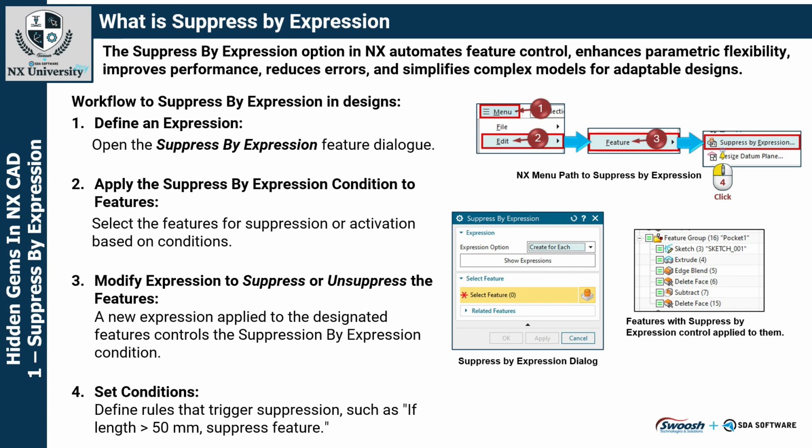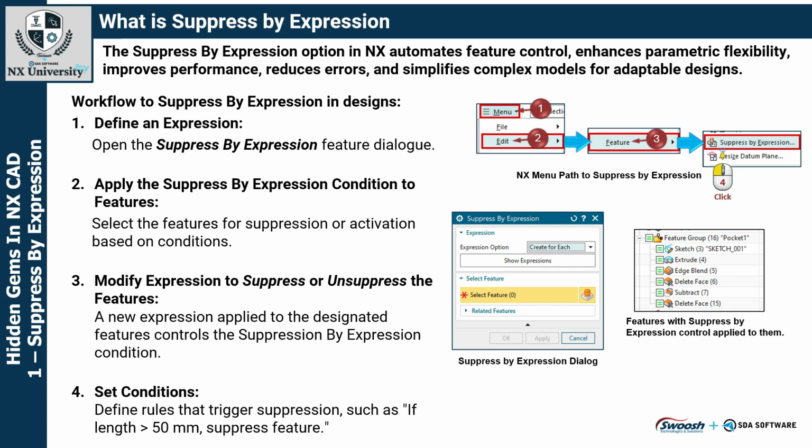Essentially, the workflow for suppress by expression inside your designs is going to be: 1. Define an expression. Open the suppress by expression feature dialog. Suppress by expression can be found under Menu, Edit, Feature, and you'll see suppress by expression on the flyout menu. Selecting that option will open up the suppress by expression dialog. Next, we're going to apply the suppress by expression condition to features. We need to select the features for suppression or activation based on different conditions here.